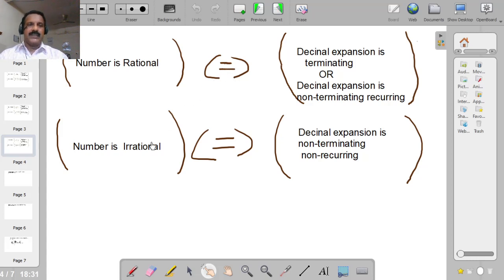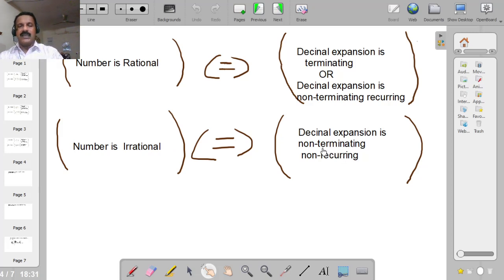Similarly, if a number is irrational, its decimal expansion will be non-terminating and non-recurring. Non-recurring in the sense that a certain block of digits is not going to repeat again and again. So the digits that occur in the non-terminating expansion will be different. It is not going to be a repetition of some block of digits.